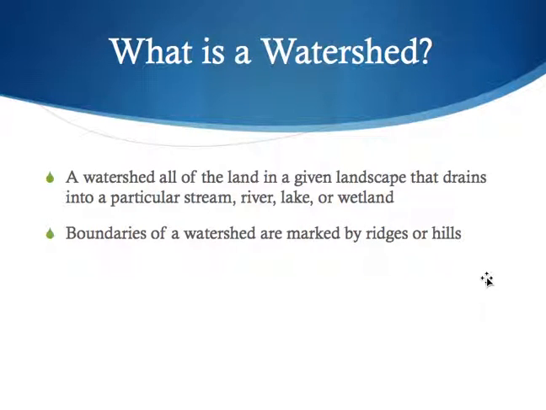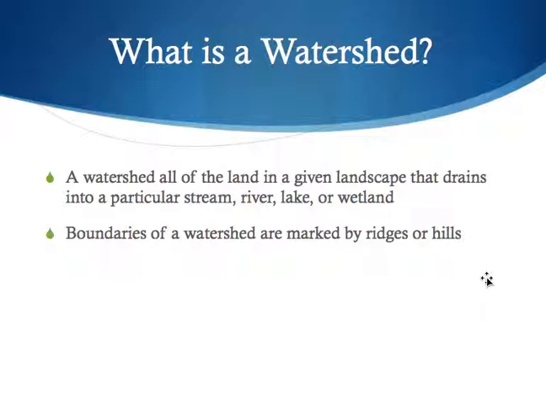Okay, let's talk about a watershed. That's really important in the hydrologic cycle. A watershed is all of the land in a given landscape that drains into a particular stream, river, lake, or wetland. And the boundaries of a watershed are marked by ridges or hills.